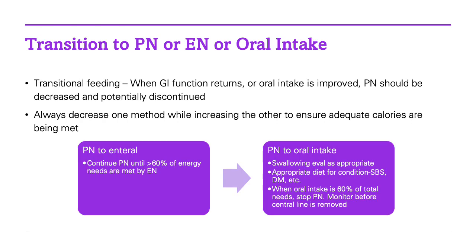Like I just said, when and if appropriate, PN patients should be transitioned to the next therapy, whether it's EN or oral intake. In some cases, we do have to start with EN, then transition to oral intake if oral intake is inadequate with a functional GI tract. Otherwise, some patients might not have to use EN. They might be able to go straight from PN to oral intake. Always decrease one method while increasing the other so that our patients are meeting their needs.